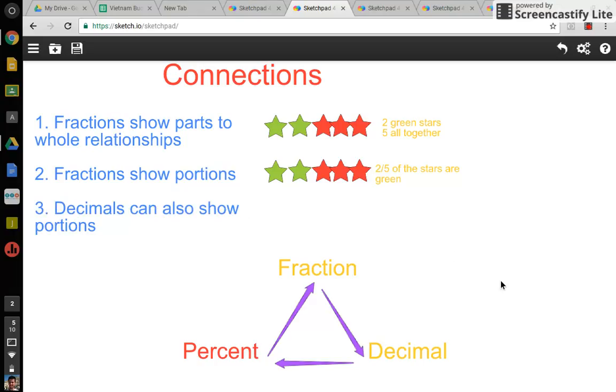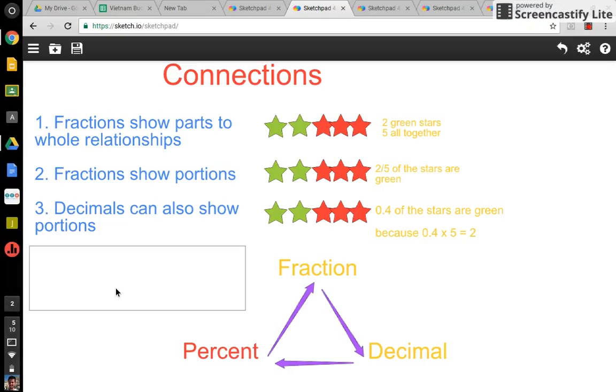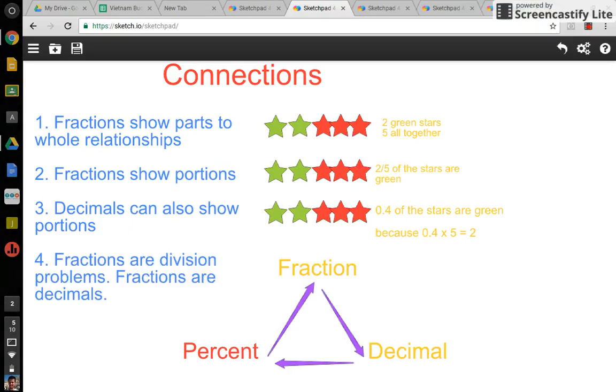You also need to remember that decimals can show portions. So for example, the same problem can be represented as 0.4 of the stars are green. We know this is true because we remember that fractions are also division problems, and also because if I multiply 0.4 times 5, I'm going to get 2 green stars. The last fact that I just mentioned was that fractions are division problems. So if I divide 2 by 5, I'm going to get 0.4.